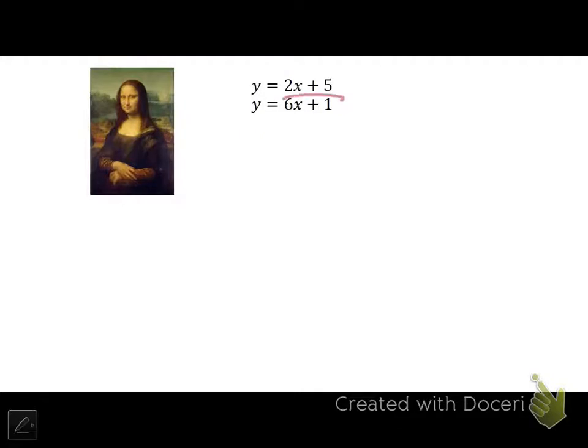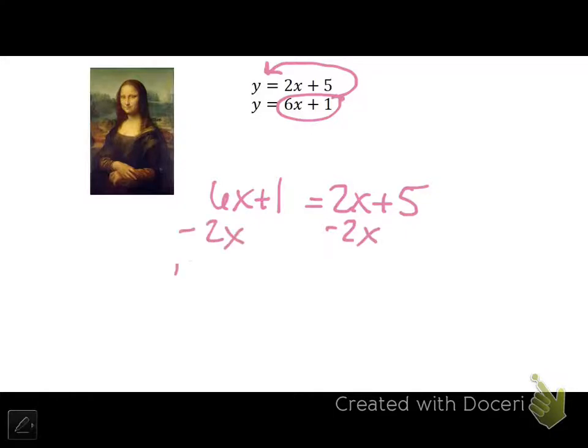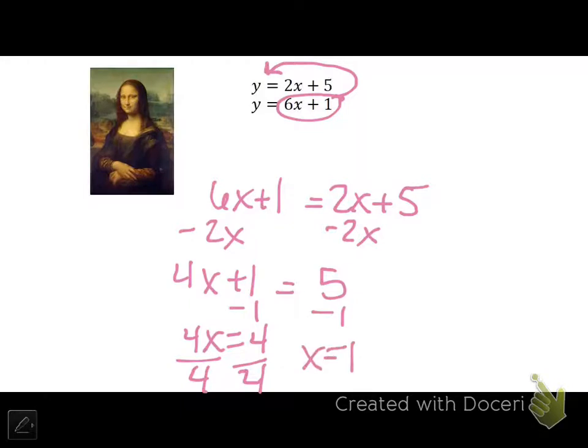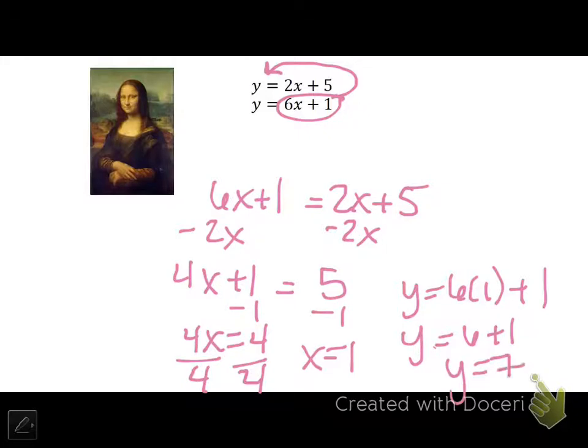Okay, let's go ahead and plug this in for y. So let's subtract 2x from both sides. So I get 4x plus 1 is equal to 5. Subtract 1. 4x is equal to 4. Divide by 4, x should be 1. Okay, put it back in. So y is equal to 6 plus 1, so y is equal to 7. Again, check your answer.